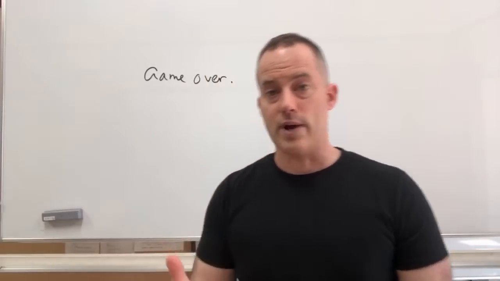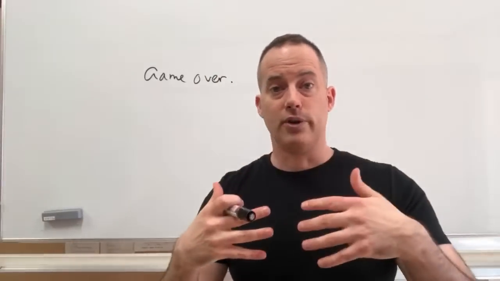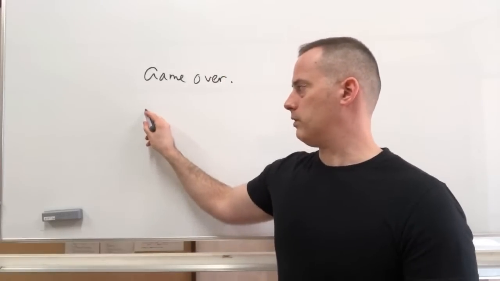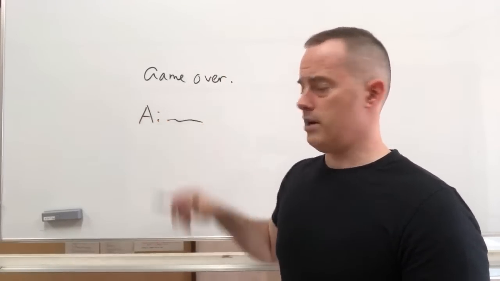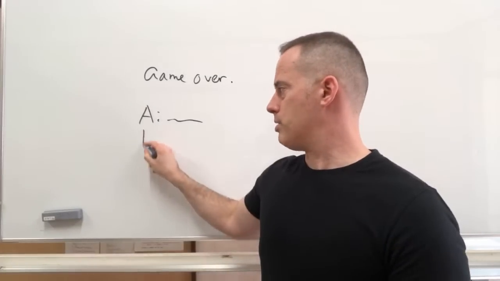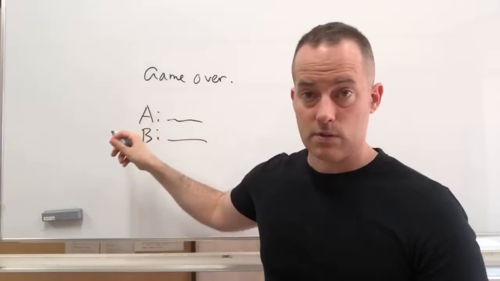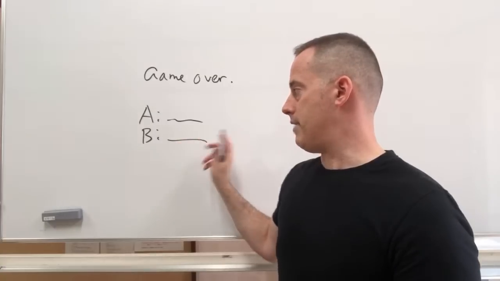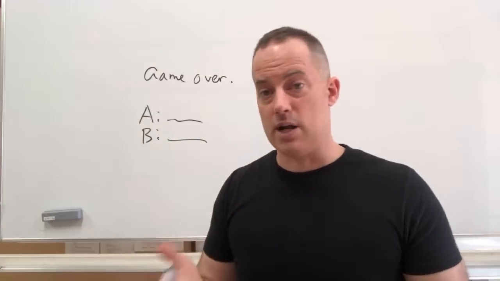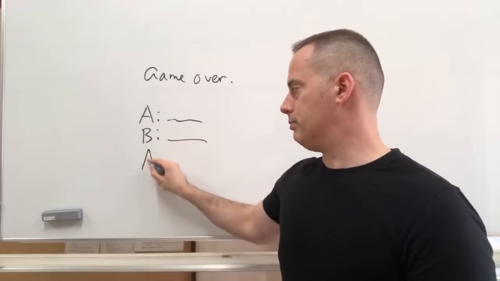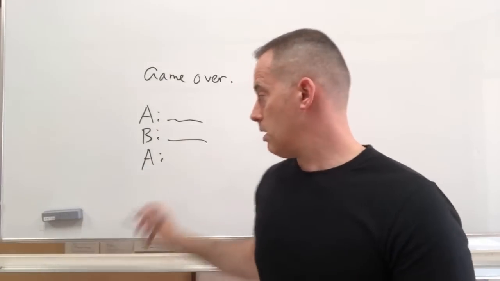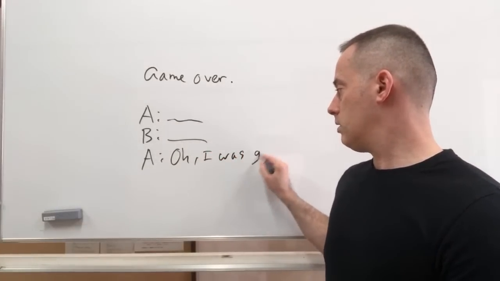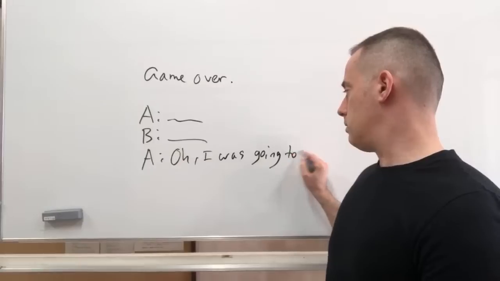And so in this situation, you have usually two people talking, or a group of people it could be. So one person says something, we'll just say person A is talking, and then maybe person B interrupts person A. So A is saying something, then B says something, and then B usually says like, oh, I'm sorry, sorry for interrupting you. And then A says, oh, I was going to say.